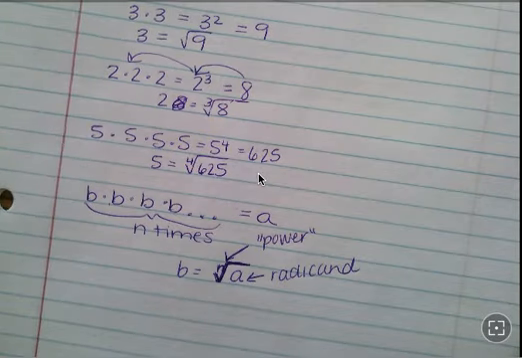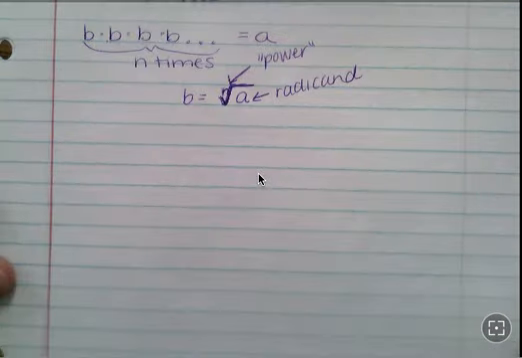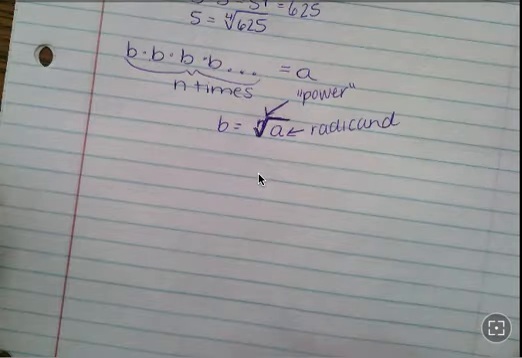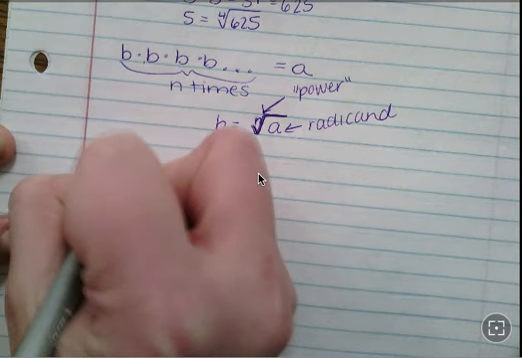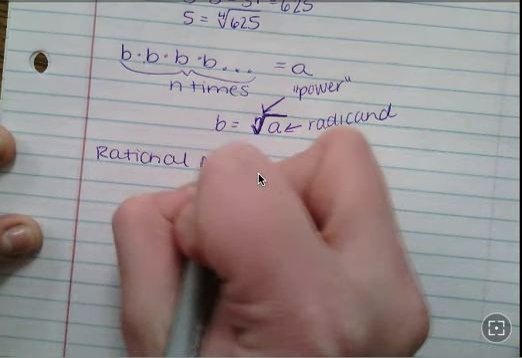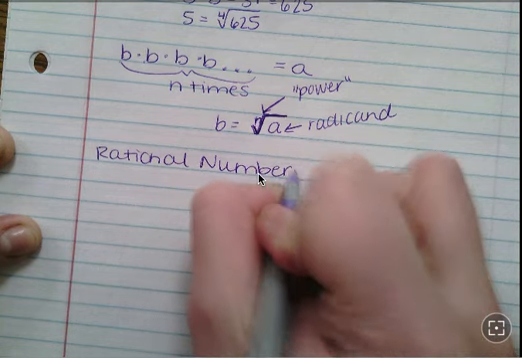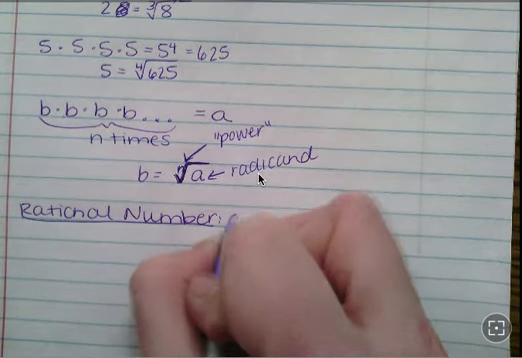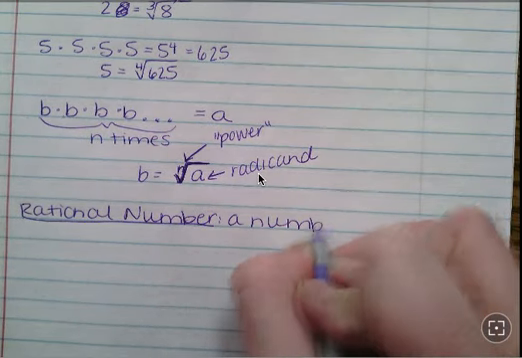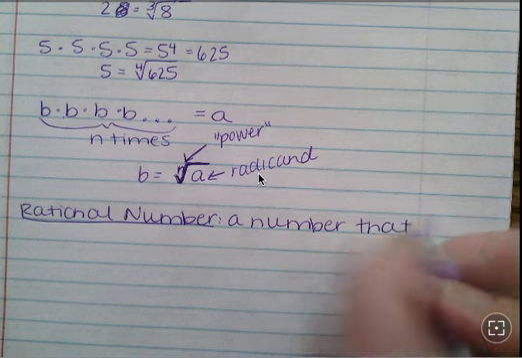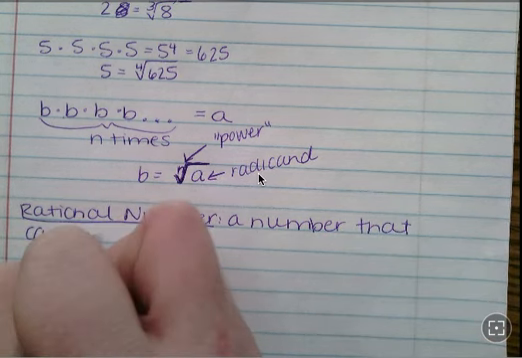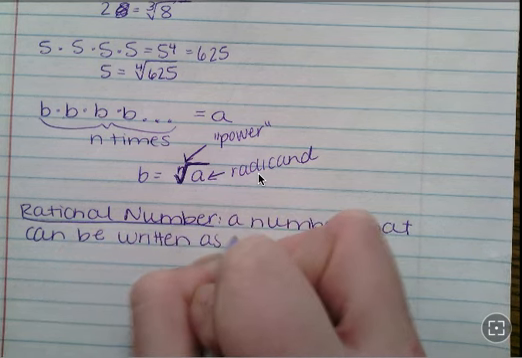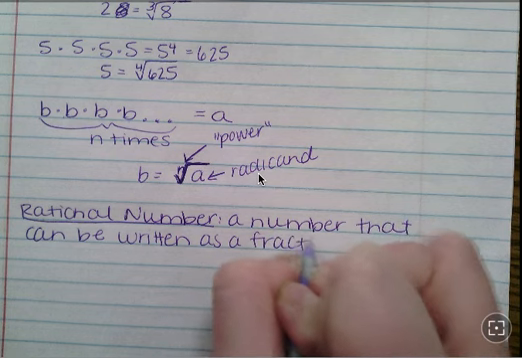So that's kind of part 1 of the intro, which was what we talk about with radicals. Part 2 of the intro: now let's talk about rational exponents. Okay, so first of all, we have to define a rational number. Because if we don't know what a rational number is, then we're not going to understand what a rational exponent is. And a rational number is a number that can be written as a fraction.